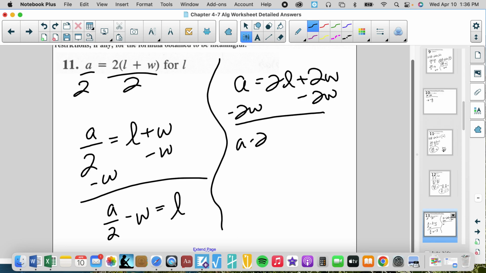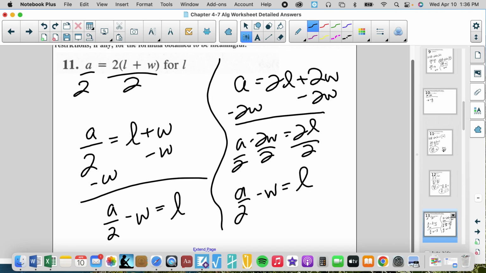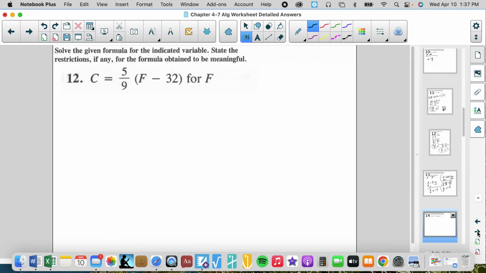You have A minus 2W equals 2L divided by 2. You have to divide everything by 2. You get A over 2 minus W equals L. Same answer. Six of one, half a dozen the other. Left side is more high school and smarter.